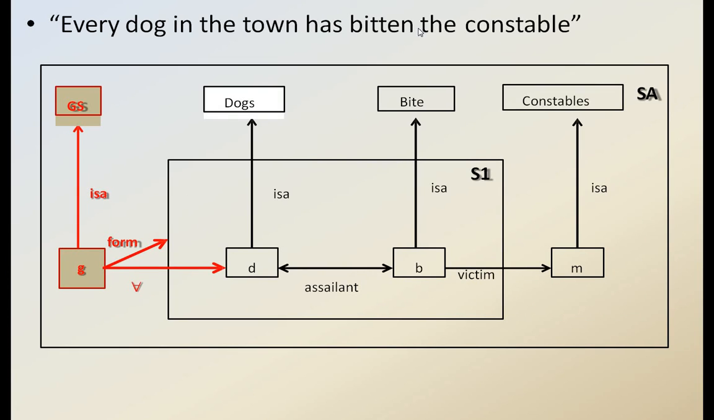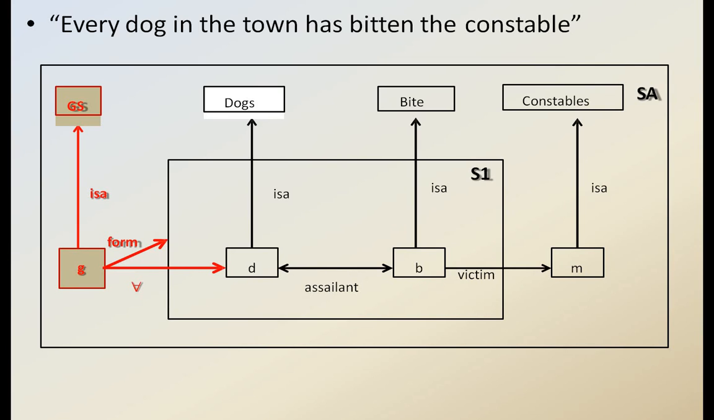One more example: every dog in the town has bitten the constable. Again, every means for all. So that's why you are using GS, general statement, and G is the object of it. G is a general statement. Form of dog, every dog in the town. So again, it is representing D only, D and this particular partition net. The same as previous, SA is the whole semantic net, and in that the partitioned one is the S1. So D is a dog, B is a bite, and constable is the M. In the previous case we represented it as male carrier, but here we are representing the constable.